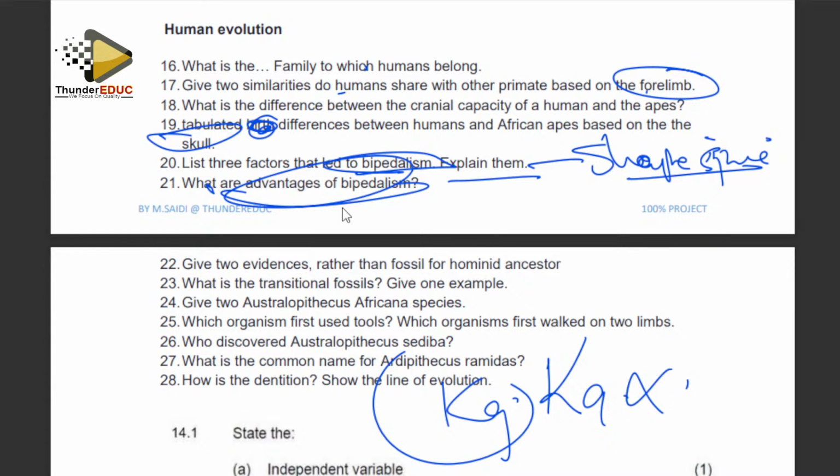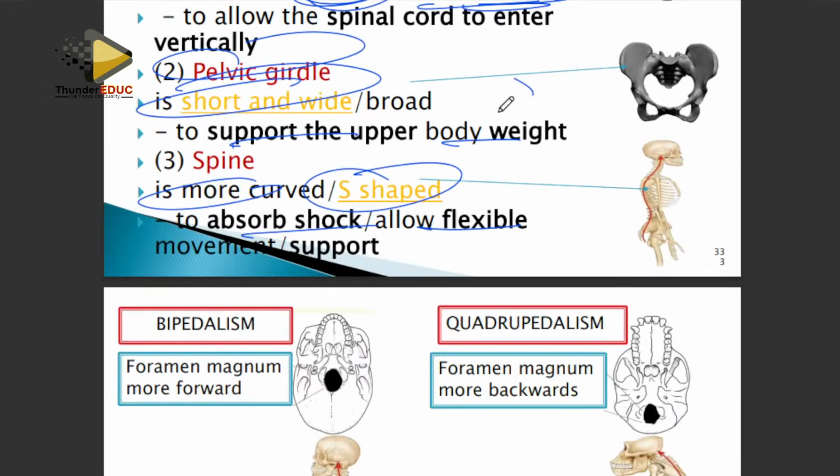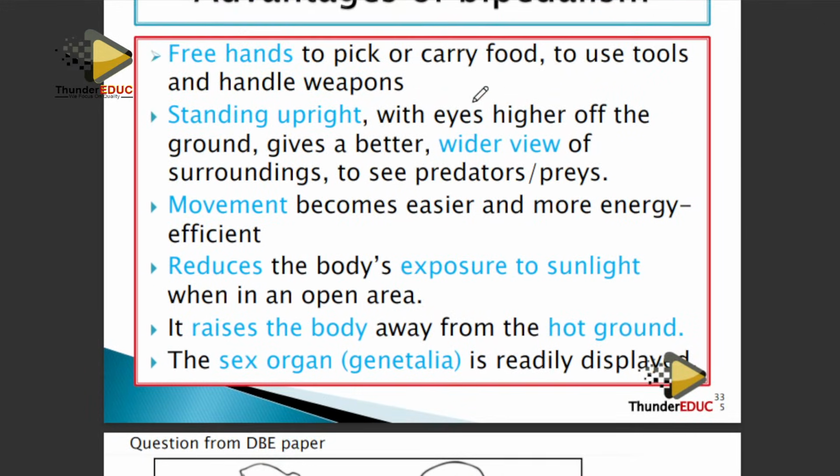What are the advantages of bipedalism? The advantages, what are we saying? You can see far, you can hold things, you lift your body from the ground, away from hot substances, and you can show your genital organs so that they are well displayed, so that we can see them. The sex organs are shown properly, so that mating is easy.